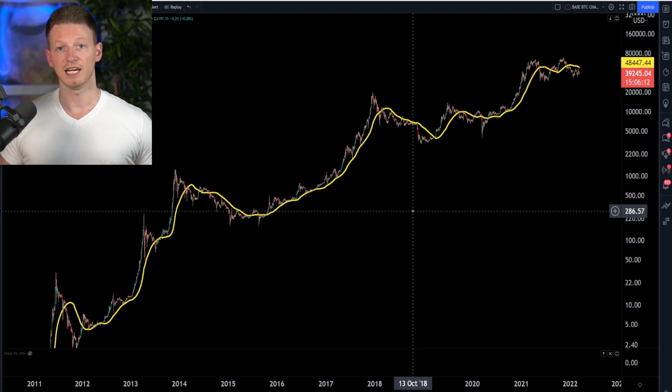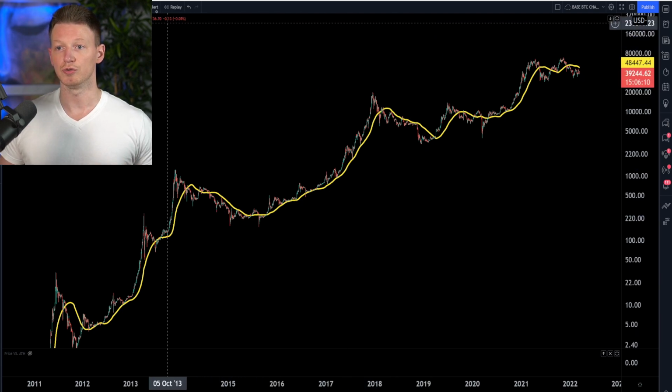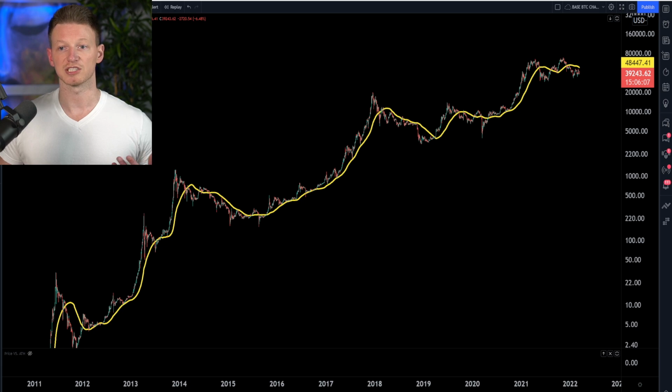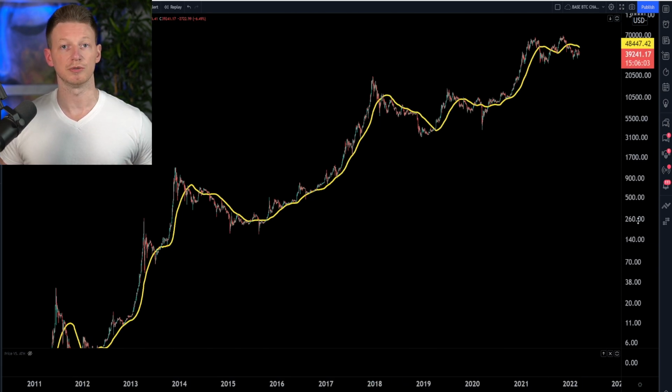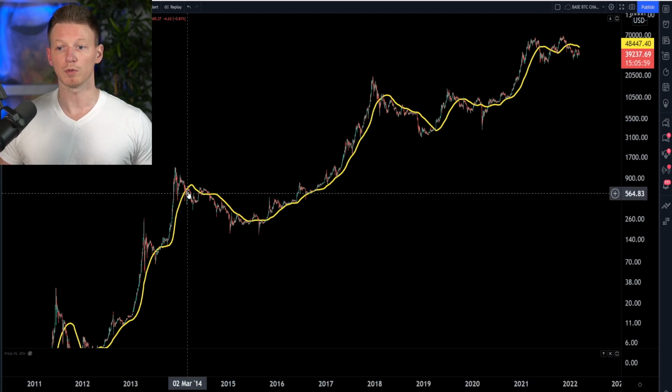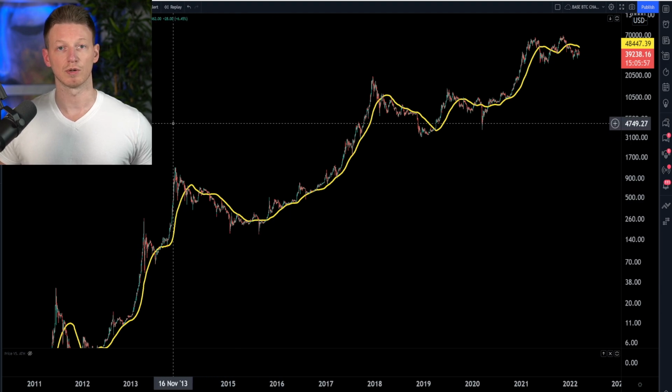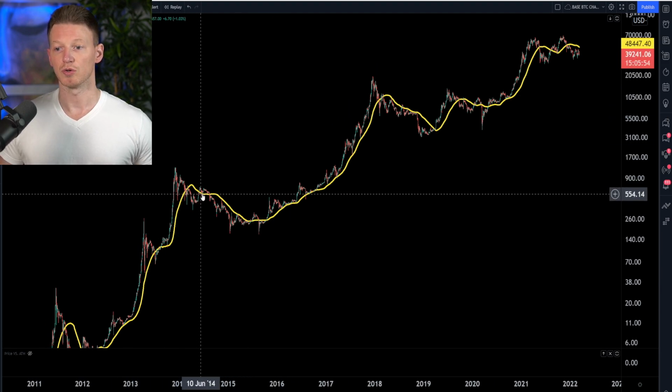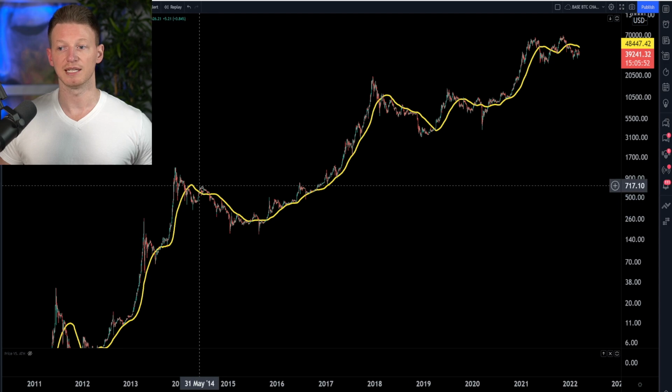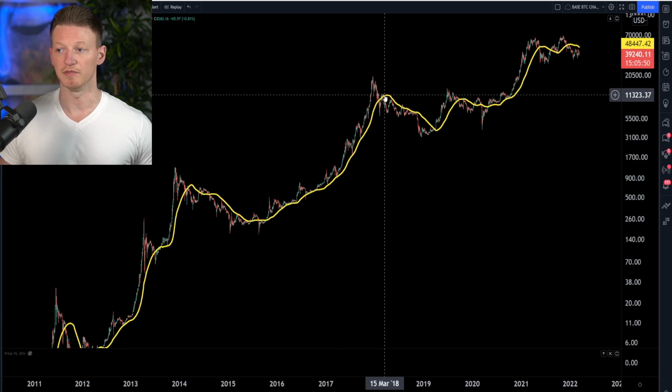But what we're going to do today is take a look at two metrics that I've developed, and I'm going to explain both of them quickly. And we're going to use these in order to assess flows of the market cycle. So what we're looking at here in yellow is simply the 20-week moving average, okay? So if you take a look here at times that Bitcoin is below the 20-week moving average, that is typically indicative of an impending bear market.